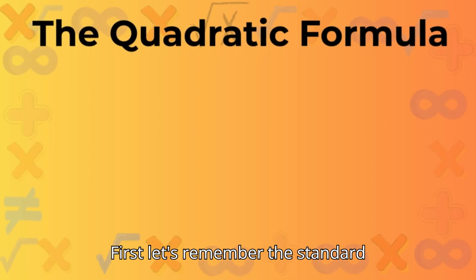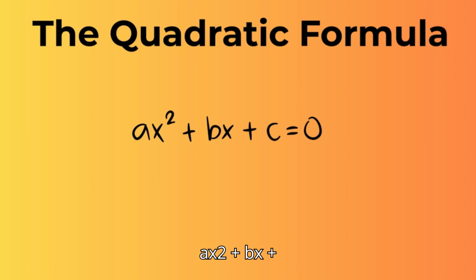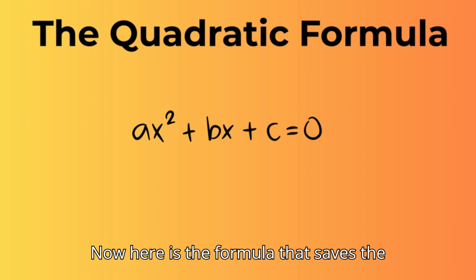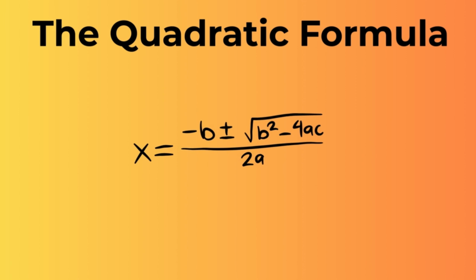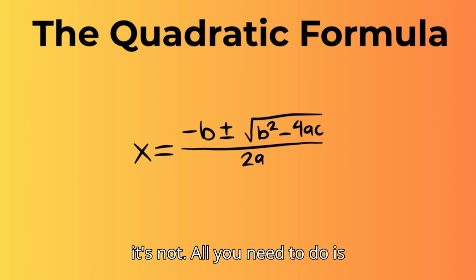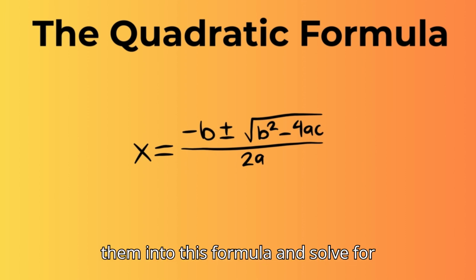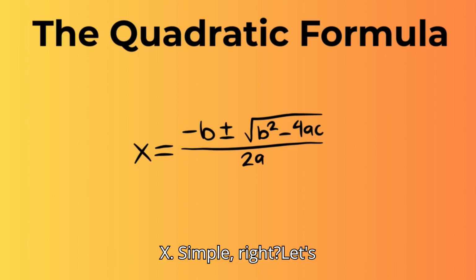First, let's remember the standard form of a quadratic equation: ax² + bx + c = 0. Here a, b and c are coefficients, or just numbers. Now here is the formula that saves the day. This formula looks complicated, but it's not. All you need to do is identify the values of a, b and c from your equation, plug them into this formula and solve for x. Simple, right? Let's try an example.